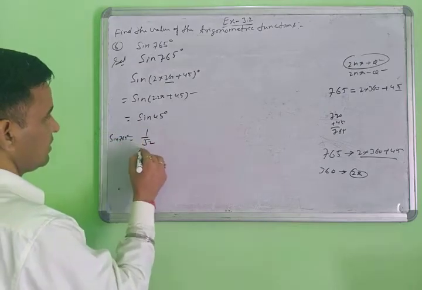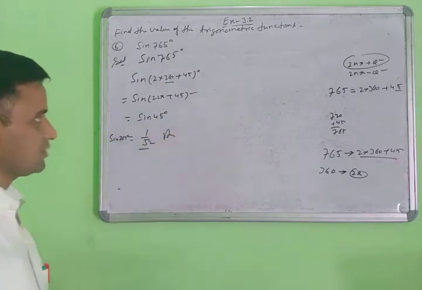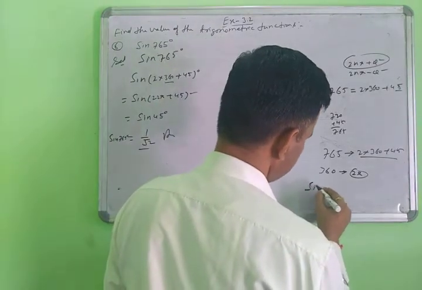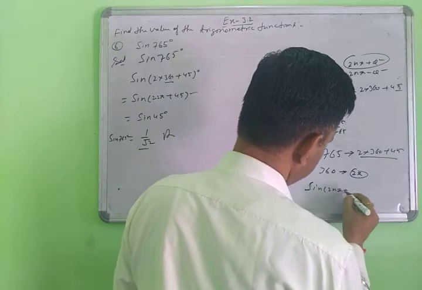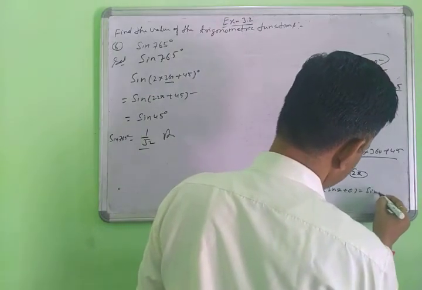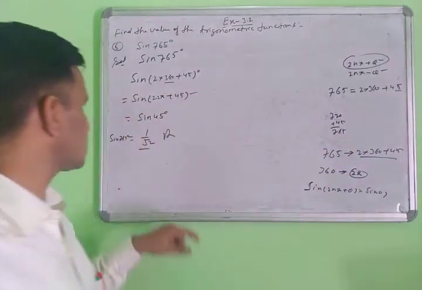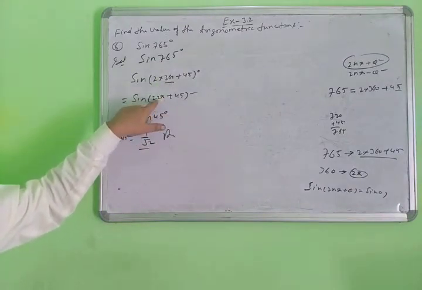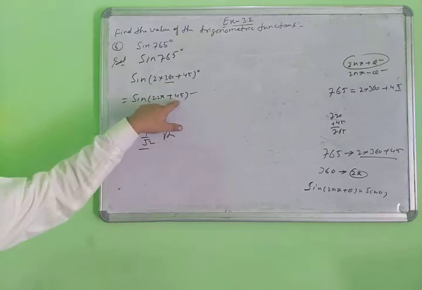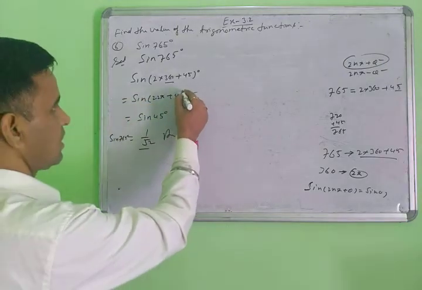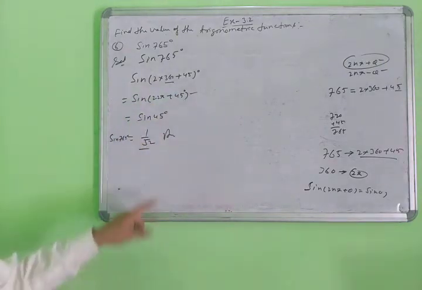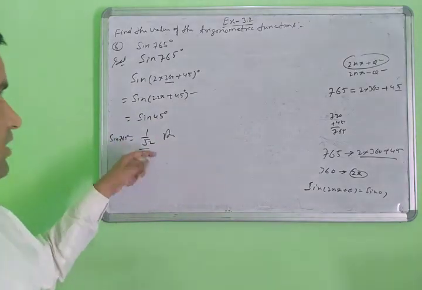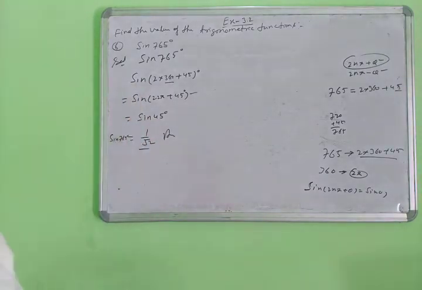765 degree. Simple answer. So this will be converted to 2 n pi. Sin of 2 n pi plus theta equals sin theta. So here, with n pi, 2 pi, then 2 n pi plus 45 degree will be converted to sin 45. What is the value of sin 45 according to the table? It is 1 by root 2. Very simple answer using 2 n pi.